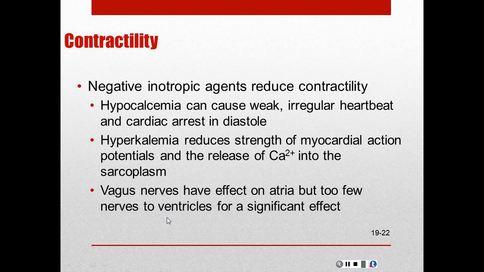Now, hyperkalemia has a negative inotropic effect because it reduces the strength of the myocardium action potential, and thus the release of calcium into the sarcoplasm. The vagus nerve has a negative inotropic effect on the atria, but no significant effect on the ventricles.